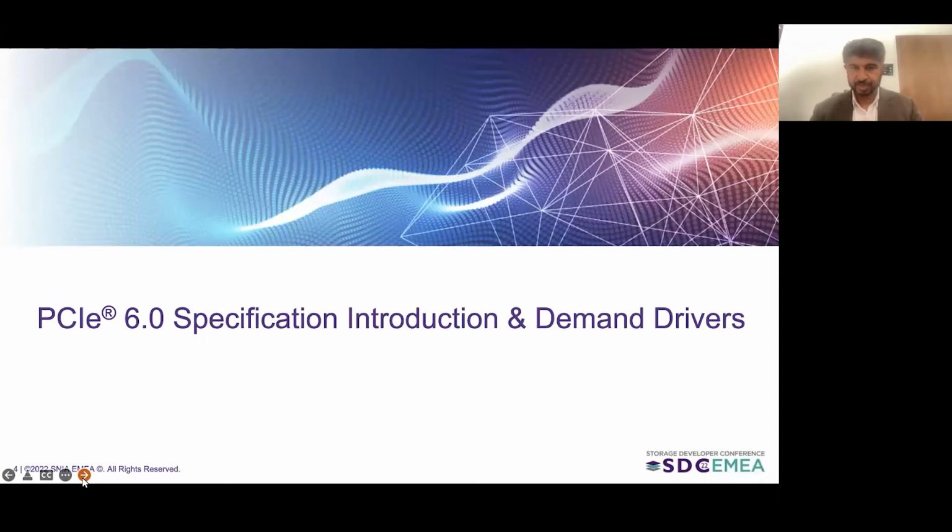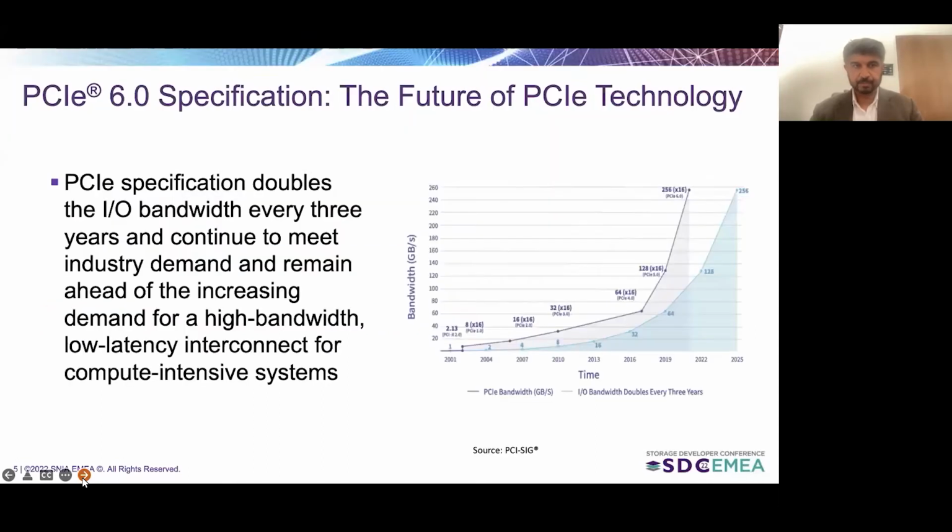PCIe 6.0 specification, introduction, and demand drivers. PCIe 6.0 specification is the future of PCIe technology. PCIe specification, as is well known, doubles the I/O bandwidth every 3 years and continues to meet industry demand and remains ahead of the increasing demand for a high bandwidth, low latency interconnect for compute intensive systems. As you see in the graph on the right-hand side, from PCIe 2.0 all the way to PCIe 6.0, the data rate has been doubling every 3 years.